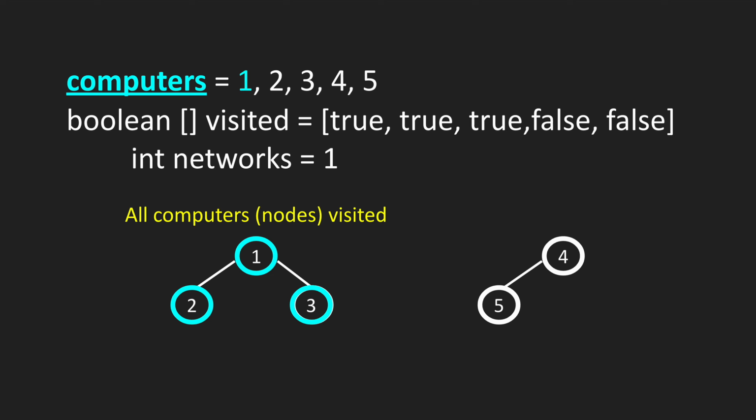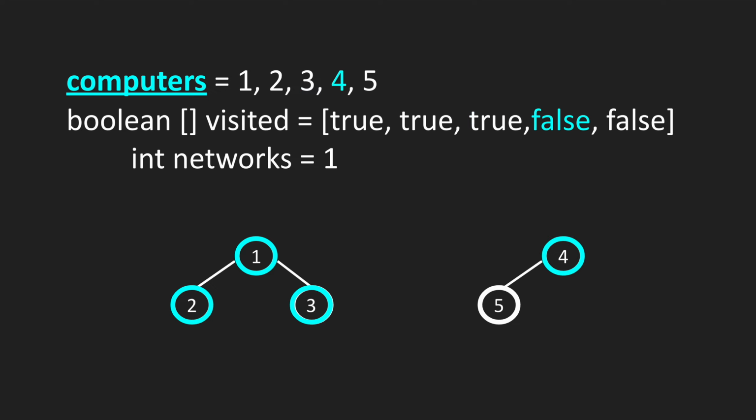So now we are going to computer 2. Computer 2 is equal to true, which means that we have visited that computer. That's a part of the other network that we have already visited. The same is for 3. 3 is already visited. Its value is equal to true, so it means that it's a part of the other network.